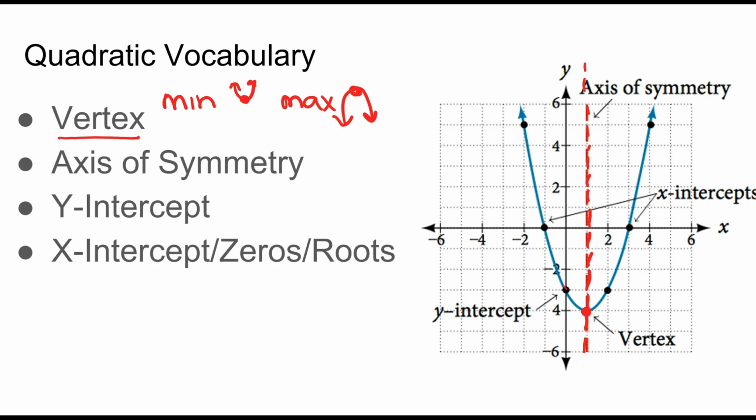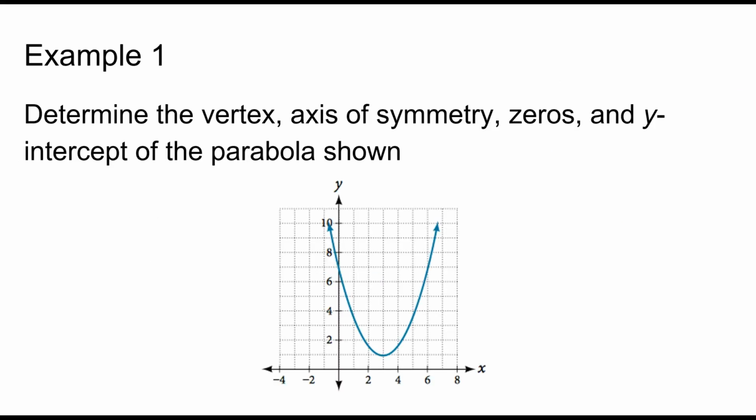Our y-intercept is the point on the graph where it hits the y-axis. And the x-intercepts can also be called zeros or roots. Those will be where it hits the x-axis. We'll deal with those later when we start solving. So example 1, determine the vertex, axis of symmetry, zeros, and y-intercept of the parabola.